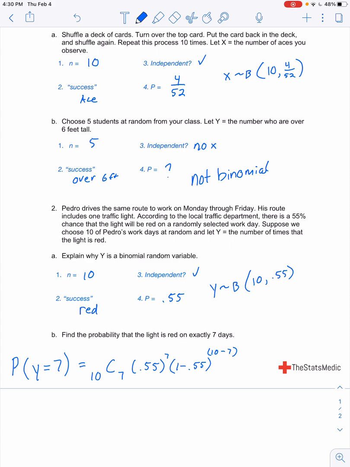Okay, last thing here. Find the probability that the light is red on exactly 7 days. Okay, so what we do, go into your calculator, go to math, go to probability, and then you'll get the N choose X or N choose R or something like that. Anyway, you can fill this in. Okay, hit that. You get the 10 choose 7. Okay, we've got the probability is 0.55. The K is 7. 1 minus the probability, so that's going to be 0.45. And the N minus K up there is going to be 3. So crunch those numbers and put it down.